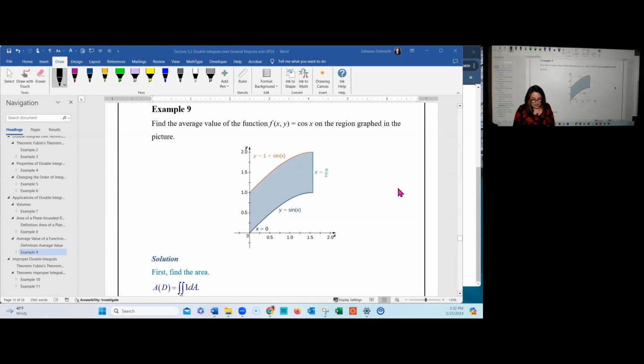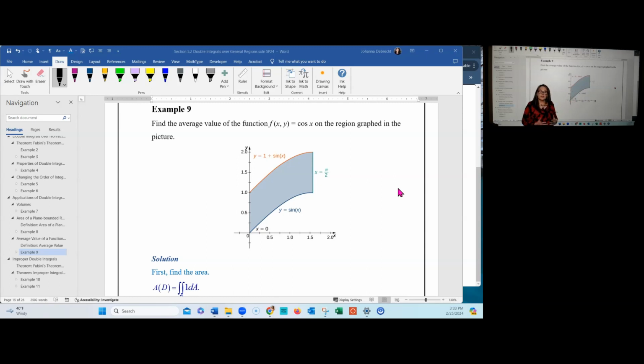In example 9, we want to find the average value of the function cosine of x, but restricted to the region graphed in the picture. The region graphed in the picture goes between the vertical lines x equals 0 and x equal pi over 2. We always have the curve y equal 1 plus sine x in the numerator, and we always have the curve y equal sine x in the denominator. This makes this an ideal type 1 region.